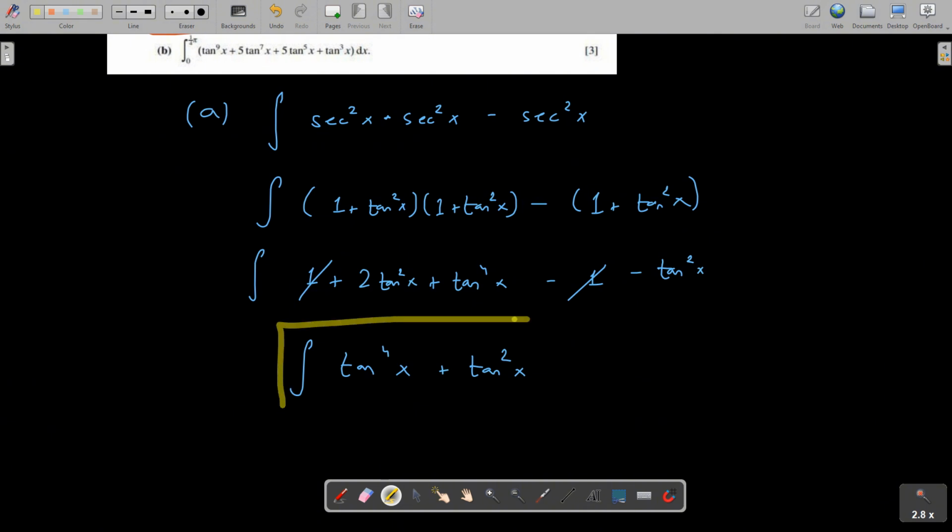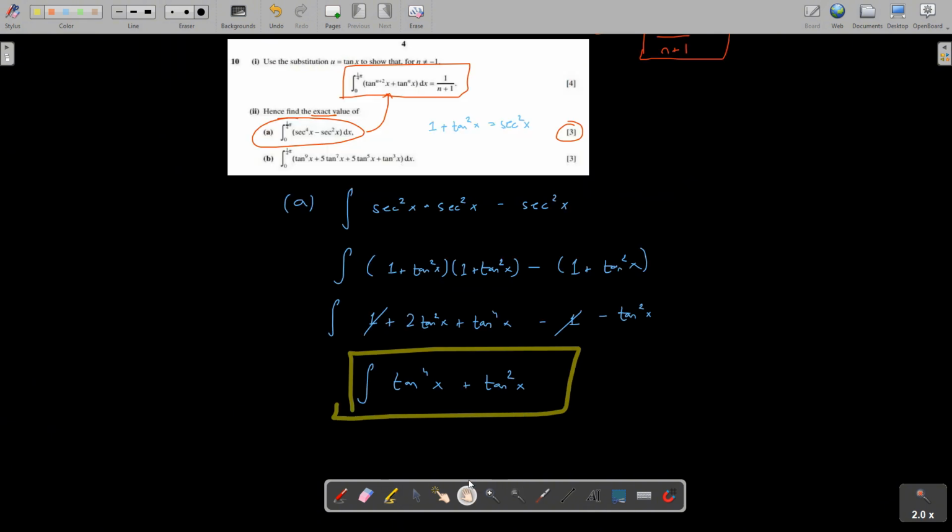Now this is somewhat decent, and it's similar to the form which is given to us over here: tan power n plus 2 plus tan power n. Now how can I make this tan power n plus 2 as tan power 4x? I would obviously need to substitute n is equal to 2 over here, right? Because 4 minus 2 is 2. And if I substitute n is equal to 2 here, this would literally become what we have over here, which is tan power 4x plus tan squared x.